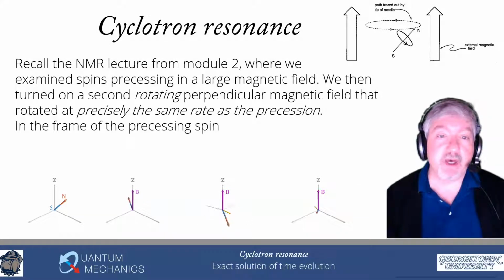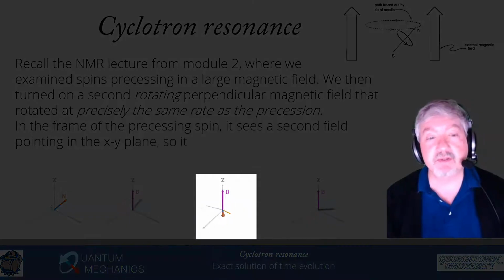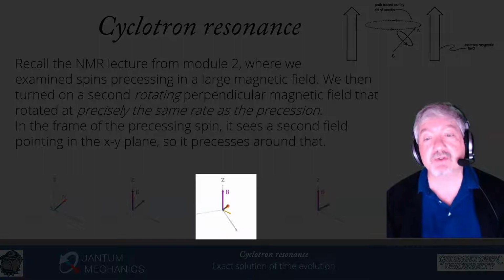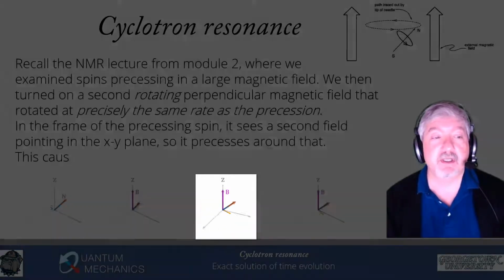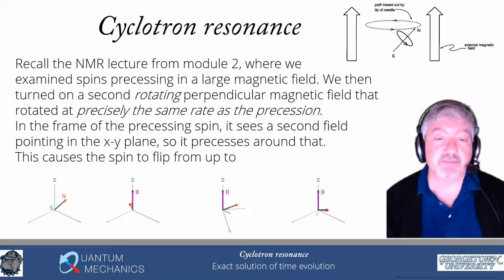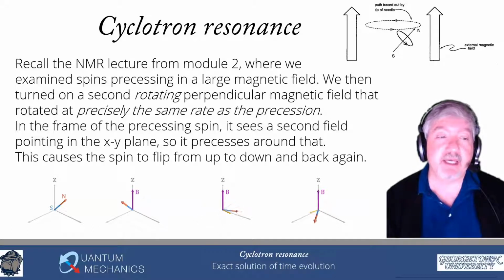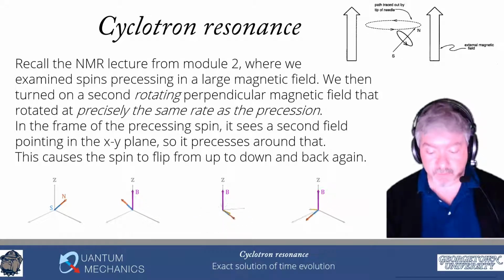Now, in the frame of the precessing spin, as we just mentioned, it sees the second field that points always in the same direction, so it's going to precess around that field. And then this causes the spin to flip from up to down and back again. And again, that's what we call Rabi flopping.